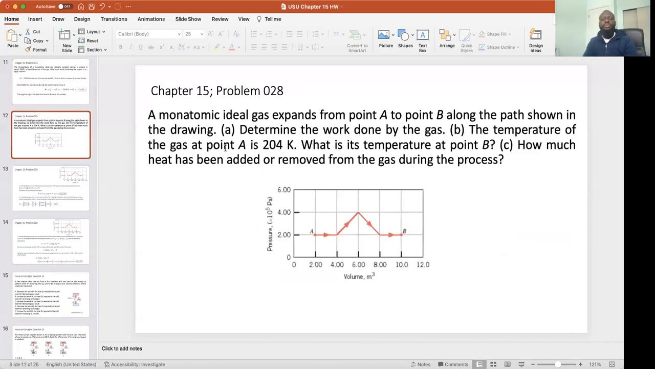Chapter 15, problem 28 is the next problem. It says a monatomic ideal gas expands from point A to point B along the path shown in the drawing. Determine the work done by the gas. That's part A. Part B: the temperature of the gas at point A is 204 Kelvin, and we are asked what is the temperature at point B. Then the last part, how much heat has been added or removed from the gas during the process.